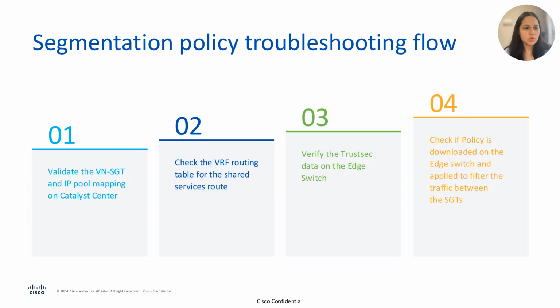Then we have three more steps: you can check the VRF routing table, then you can verify the TrustSec data on the edge switch. You can check if the policy is downloaded on the edge switch or not. And let me actually go over the details for those. What are the different commands that you can use in order to check all these different steps?